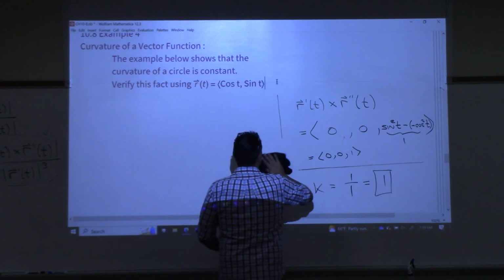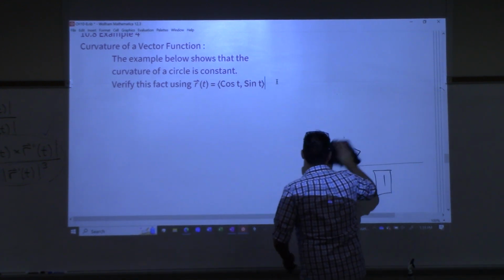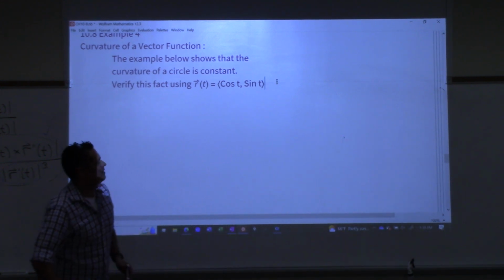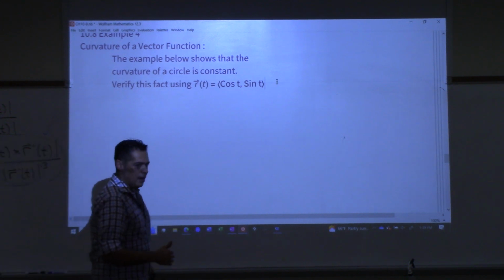Which, yeah, I don't know. Is that always the case? Is R prime always orthogonal to R double prime? I'll leave that as an open question. I think in certain circumstances, yes. In others, maybe not.